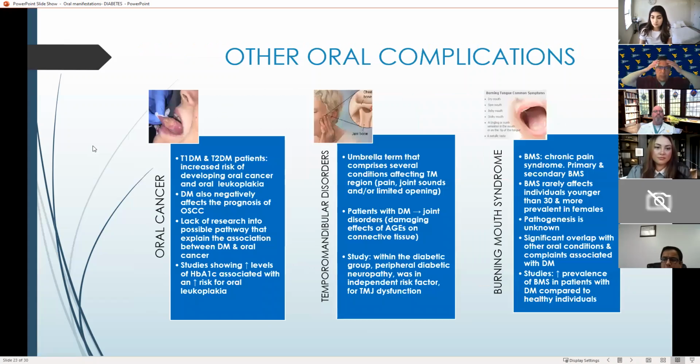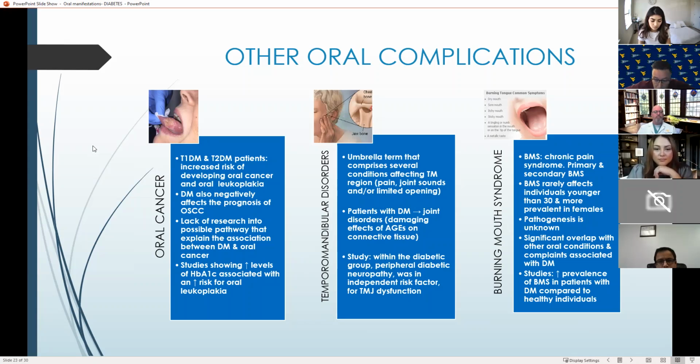Next, and due to the time, I am going to touch briefly on these three other complications, which are oral cancer, temporomandibular disorders, and burning mouth syndrome. Okay, so regarding oral cancer, epidemiologic research seems to indicate an increased prevalence of oral premalignant lesions, such as oral leukoplakia. Oral leukoplakia is the most prevalent premalignant lesion, and of oral cancer in patients with type 1 and type 2 diabetes.